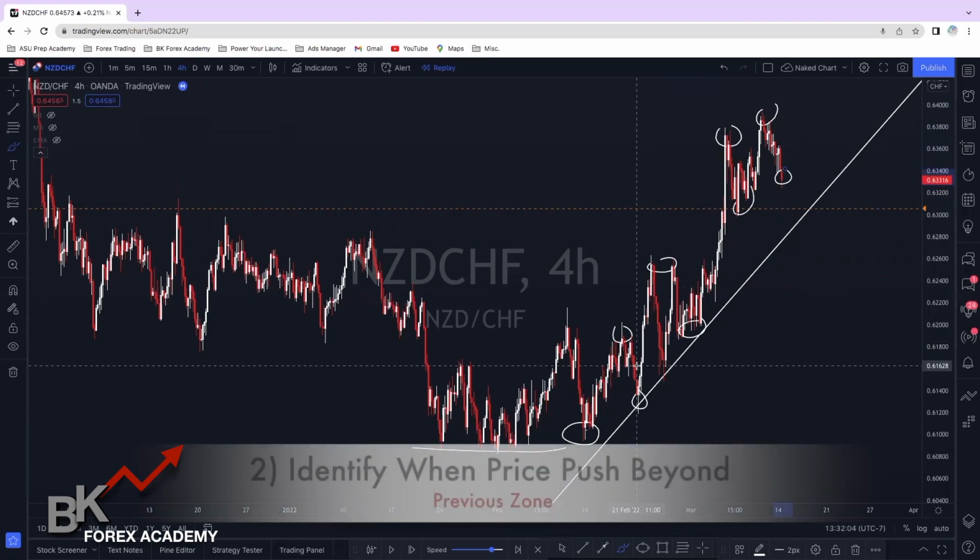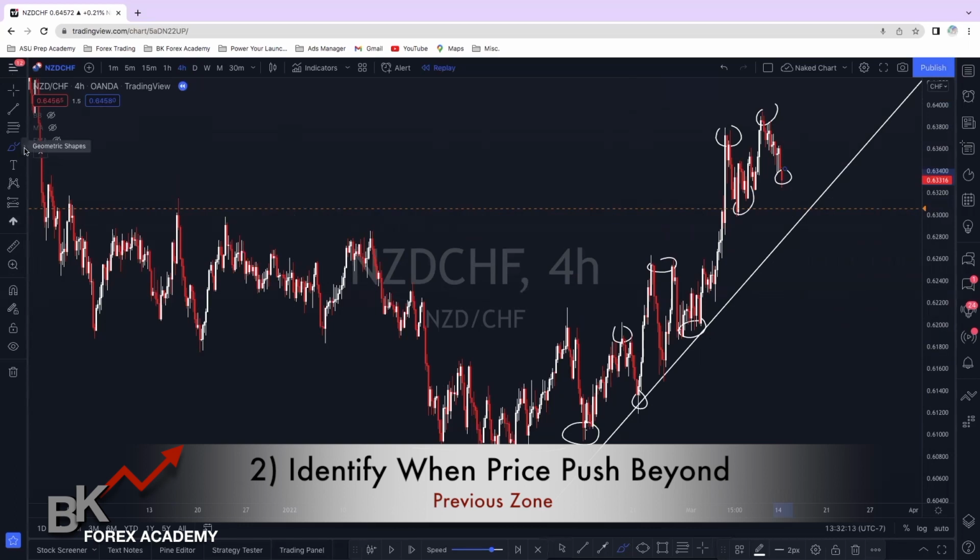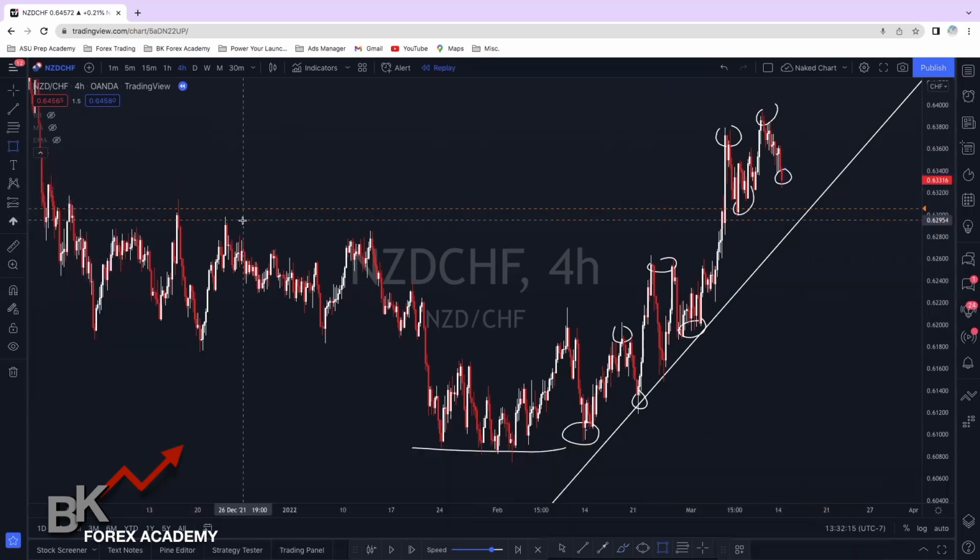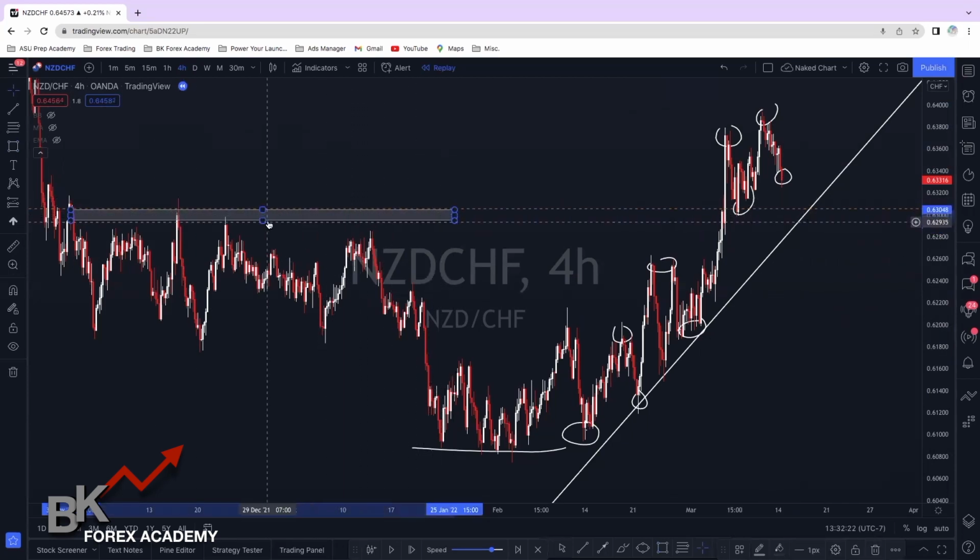All right. Step number 2, we want to identify when price pushes beyond the previous zone. So you have to understand how to find the previous zone. Very, very simple strategy here. So here is our previous zone. And all it looks like is a straight line where price retested that area multiple times and then it reversed. So we can see multiple candles hitting this area right here, pushing up to the upside.